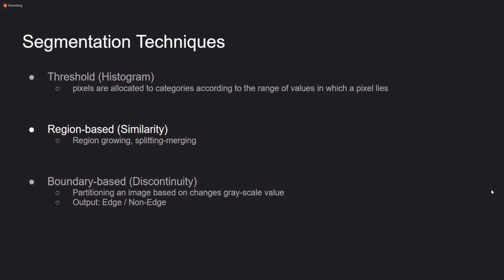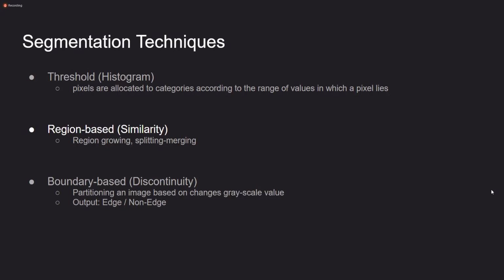Region-based or similarity-based metrics are based on region growing. So I mentioned seeded region growing a few minutes ago. There are also other types like splitting and merging, but what happens is you grow out instead of taking a threshold and just cutting. And then finally, boundary-based or discontinuity. In that case, we're looking at the spectral values and we're looking at sharp changes in those spectral values within an image.